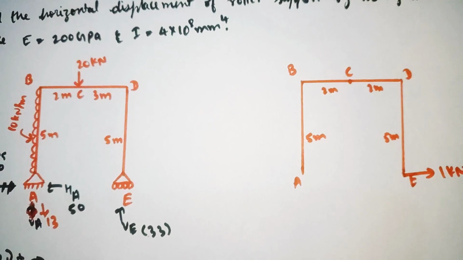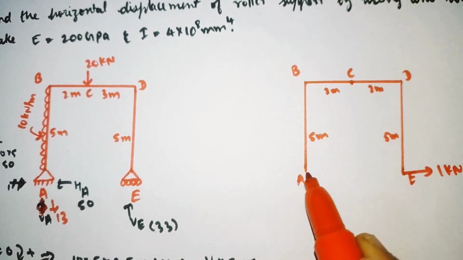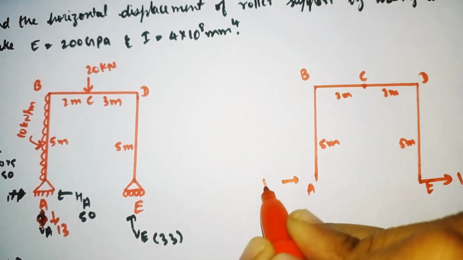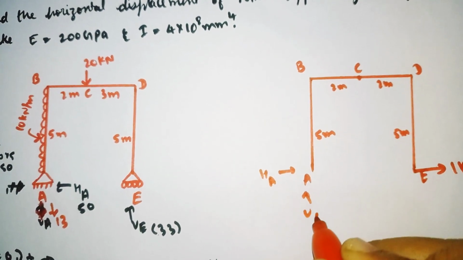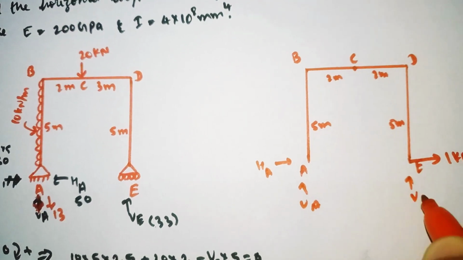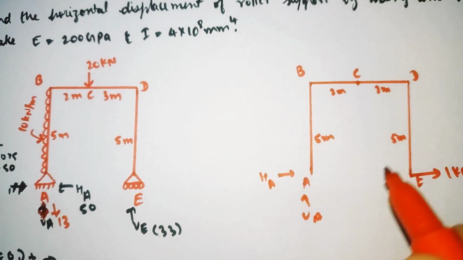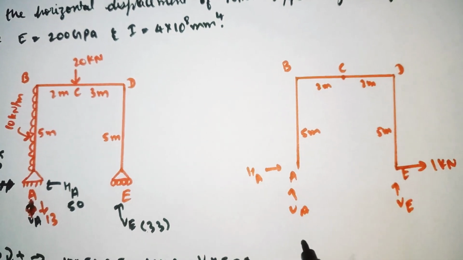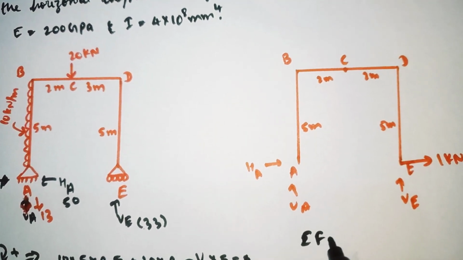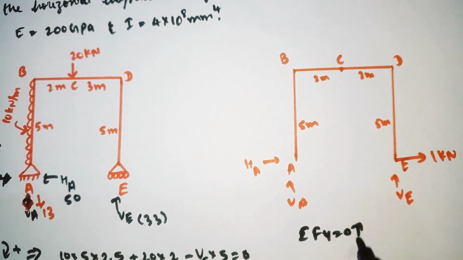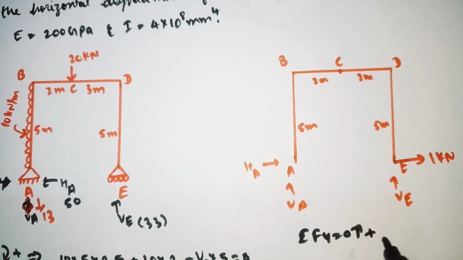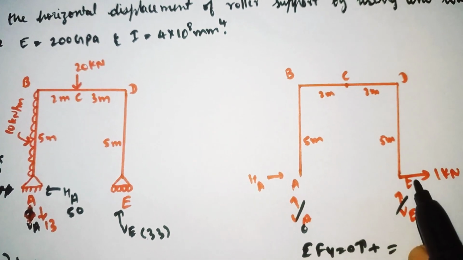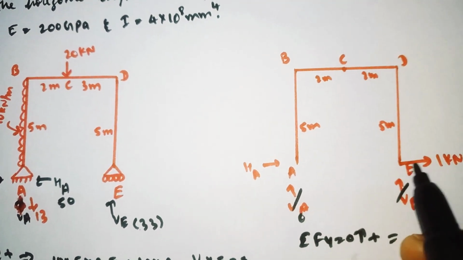Now we need to calculate the support reactions for this also. Here the hinge support is there, so HA takes place and VA takes place. Here also the roller is there, so VE takes place. There are no vertical forces here, so summation of Fy is equal to 0. That's why VA also becomes 0 and VE also becomes 0.